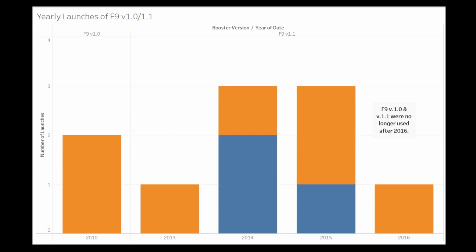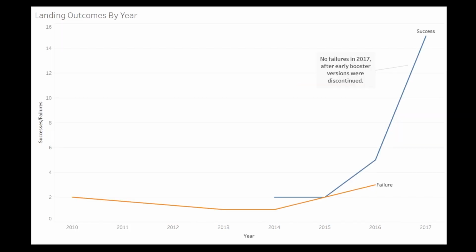Now, I was curious whether the success rate improved following the implementation of alternative, more advanced booster versions. If it did, my already supported hypothesis that these two booster types were causes of failure would be strengthened even further. Sure enough, the landing success rate skyrocketed in 2017. There were 15 successes and 0 failures, as opposed to the previous high of 5 successes and 3 failures in 2016. Knowing that the problematic boosters were discontinued in 2016, this graph becomes far more meaningful. 2017's new booster versions bolstered the success rate to 100%, ending the regular failures of earlier iterations.